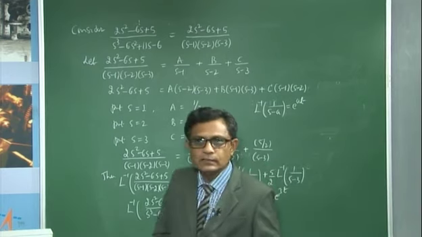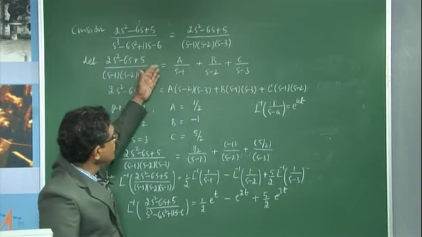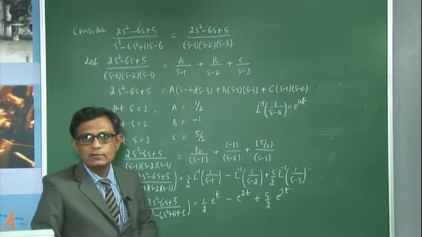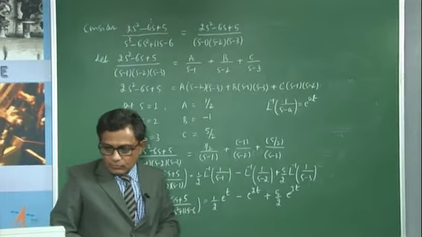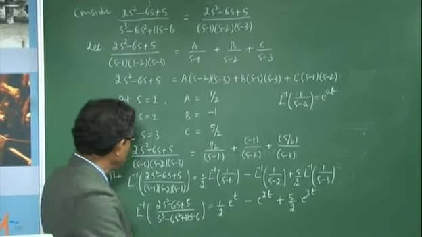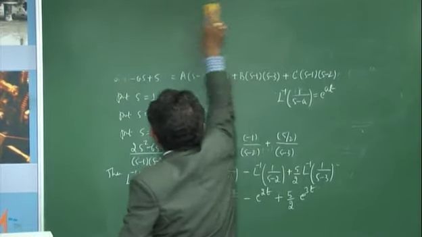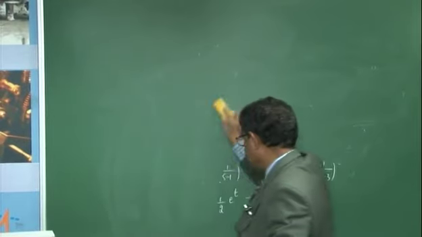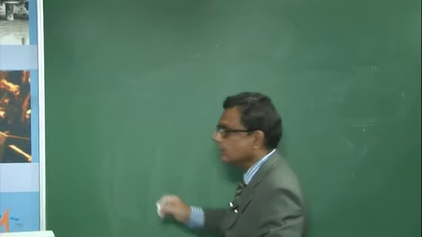Just by using partial fractions, we are able to find the inverse Laplace transform for the given function. Now, we will do the second example by using the partial fractions method. What is the second example?